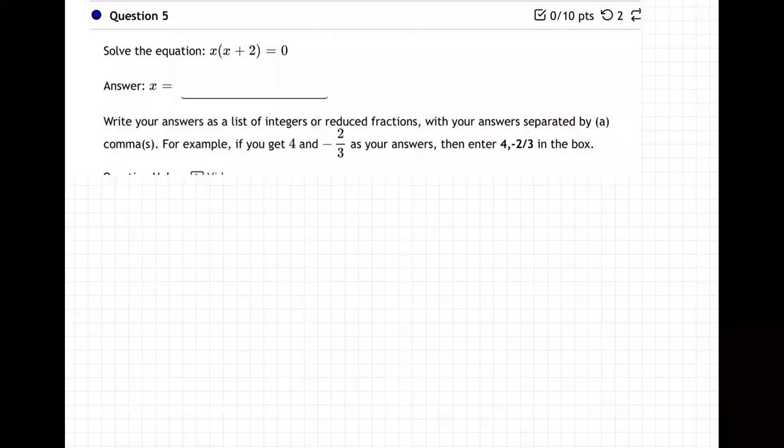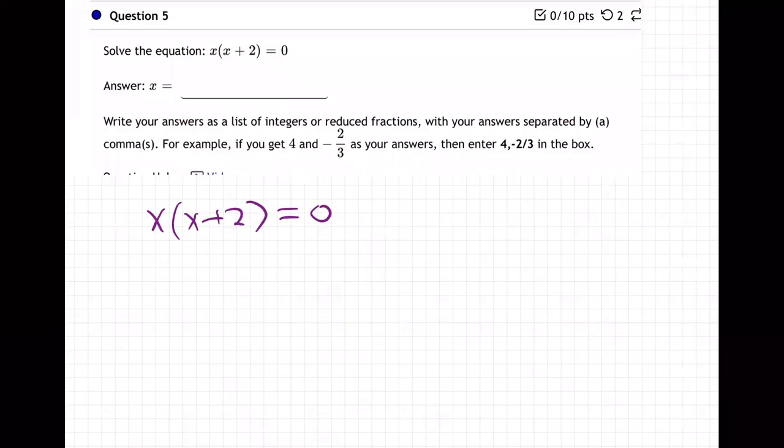Okay, so on this question, we're supposed to solve an equation. And notice here, let me bring it down here. We have x(x + 2) = 0, and we're trying to solve for x. We want to get x alone.